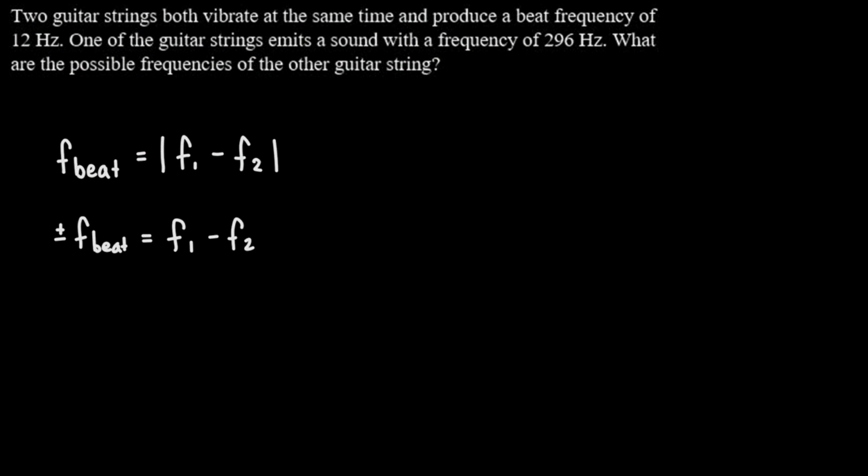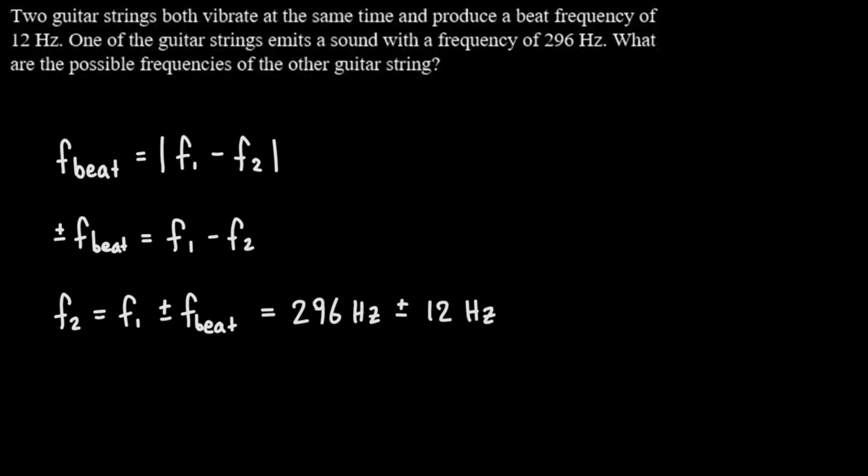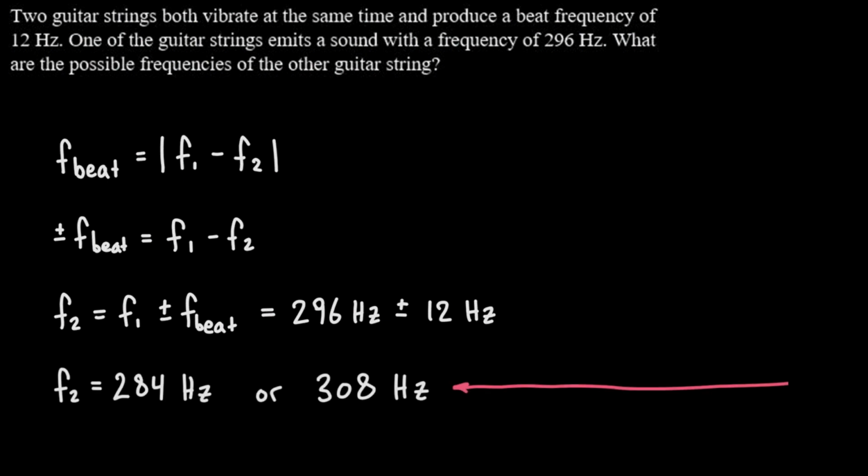So if we get rid of our absolute values and we say that plus or minus the beat frequency is equal to frequency 1 minus frequency 2, then let's say frequency 1 is equal to 296 Hertz and rearrange for frequency 2. So we'll get frequency 2 is equal to frequency 1 plus or minus the beat frequency. So we'll get that frequency 2 is equal to 296 Hertz plus or minus 12 Hertz. Then if we plug those numbers in, we'll get frequency 2 as 284 Hertz or 308 Hertz.